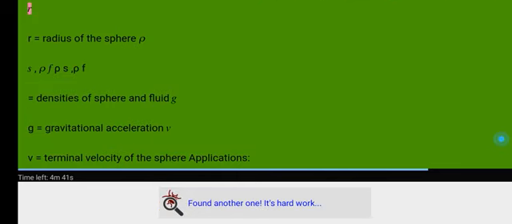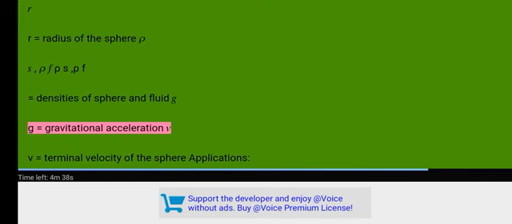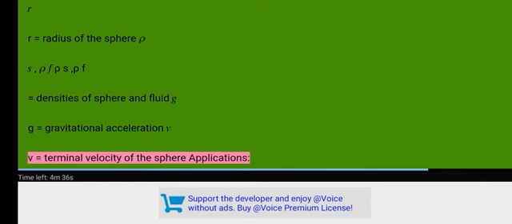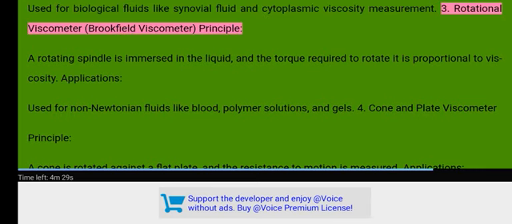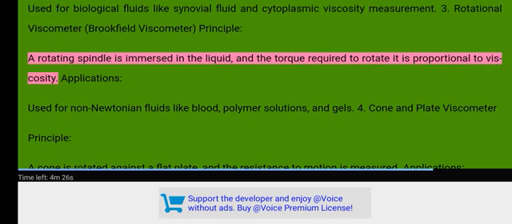Where R equals radius of the sphere, rho s and rho f equal densities of sphere and fluid, g equals gravitational acceleration, and v equals terminal velocity of the sphere. Applications. Used for biological fluids like synovial fluid and cytoplasmic viscosity measurement. 3. Rotational viscometer. Brookfield viscometer principle. A rotating spindle is immersed in a liquid, and the torque required to rotate it is proportional to viscosity.